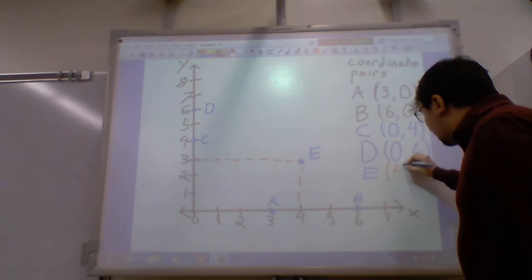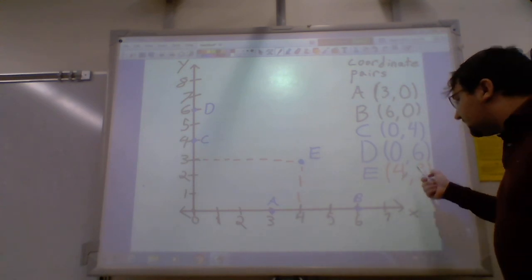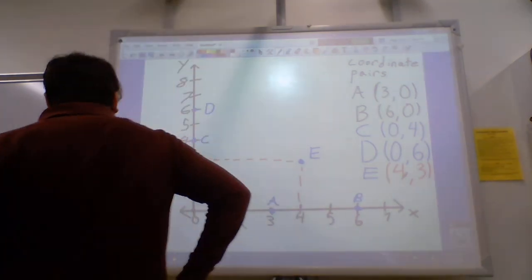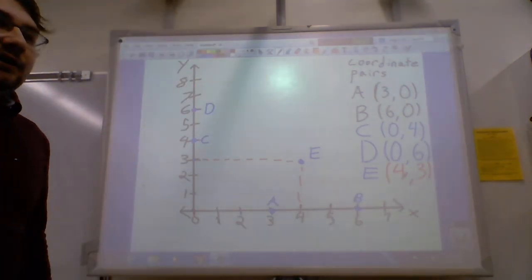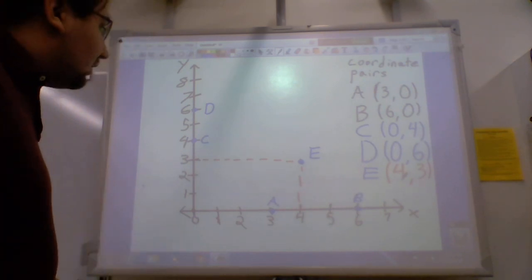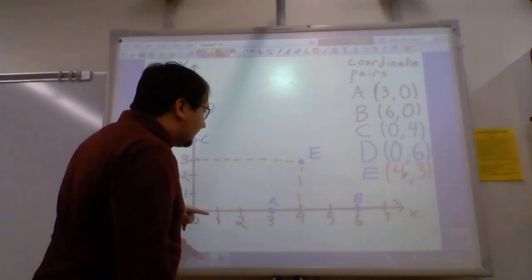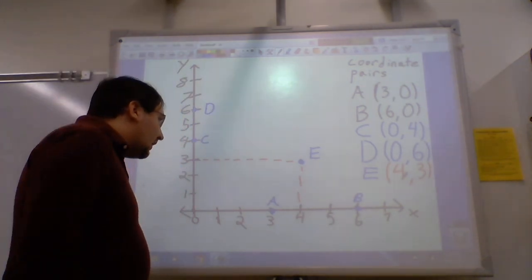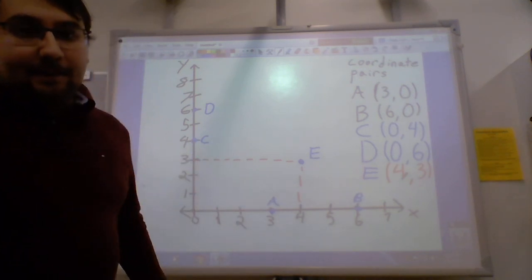So I'm going to come over here. I can put a 4. So the coordinate pair for point E is going to be 4, 3. You don't need to say "4 over, 3 up." It's 4, 3. And if you say that to anybody, they will know, okay, so if I have two connecting lines, and one of them's X and one of them's Y, then I just need to go 4 over on the X and 3 up on the Y.